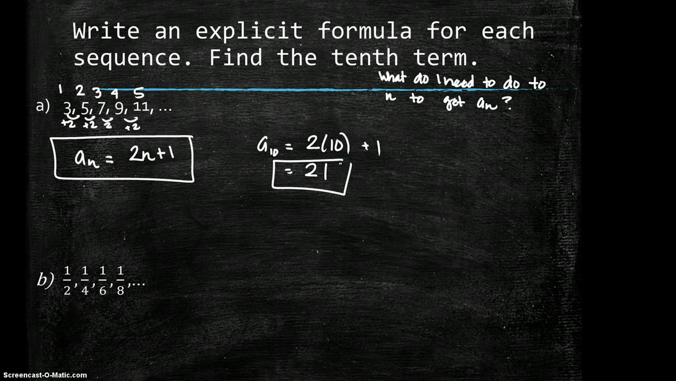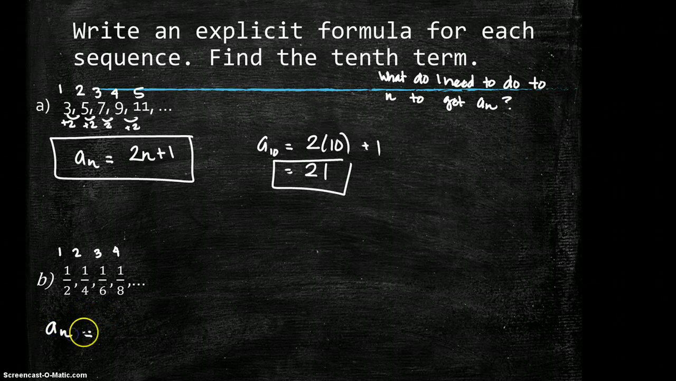All right, looking for connection for part B, 1/2, 1/4, 1/6. Well, the numerators are all 1. That's great. But let's see it. This is the first, second, third, fourth term. What do I need to do to 1 to get 2? Looks like multiply it by 2. What do I need to do to 2 to get 4? Times 2. So this isn't so bad.